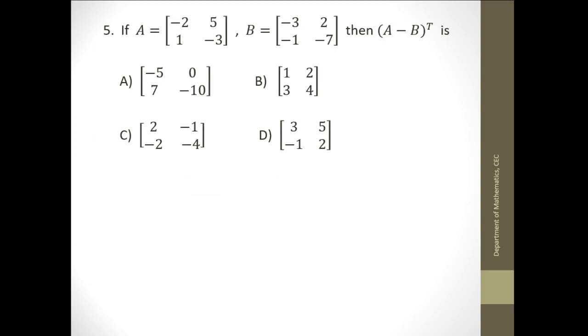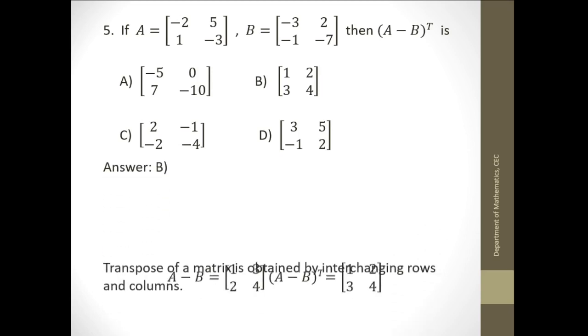Next question. To find the transpose of A minus B, the first entry in A minus B is minus 2 minus minus 3. That is minus 2 plus 3. That is 1. First entry 1, with only one answer given, that is B. Answer B, 1, 2, 3, 4. Therefore, no need to check the remaining elements. Answer is B.